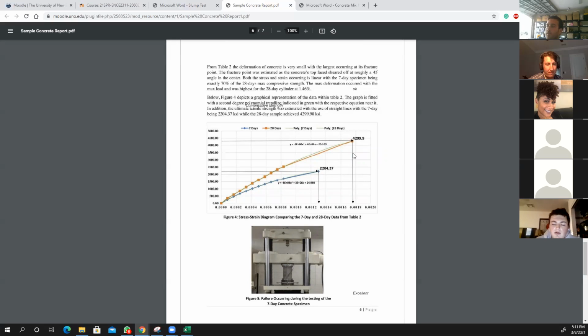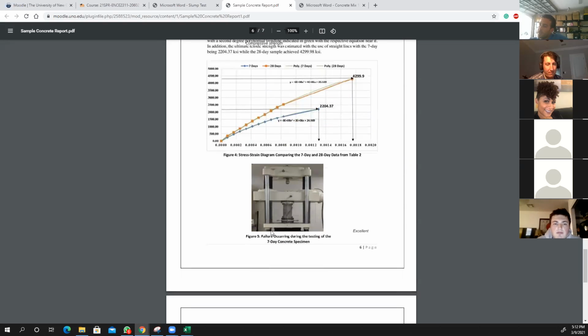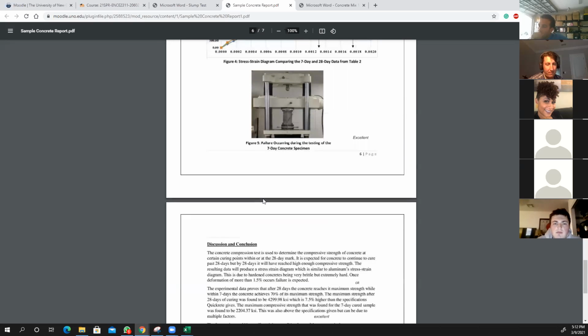So if I look at one graph, I'll see what is F prime C at 28 days. It's about 43,000 right here. And I see the compressive strength at 7 days, 2,200. This is the picture of the UHDM when it was working. We use the lower portion of the UHDM for compression, and the upper portion is for tensile testing.